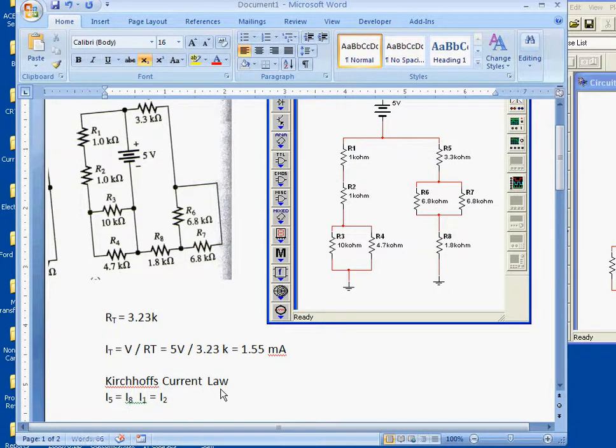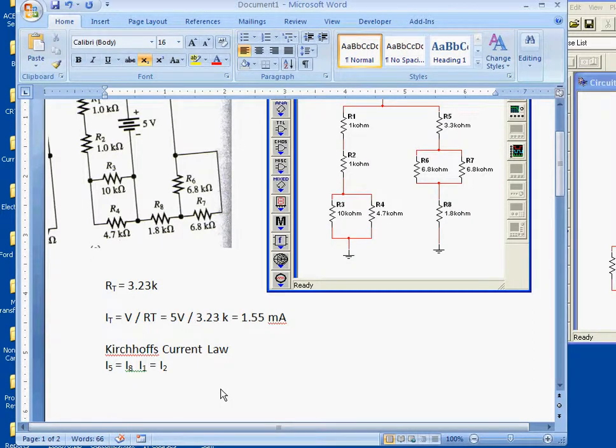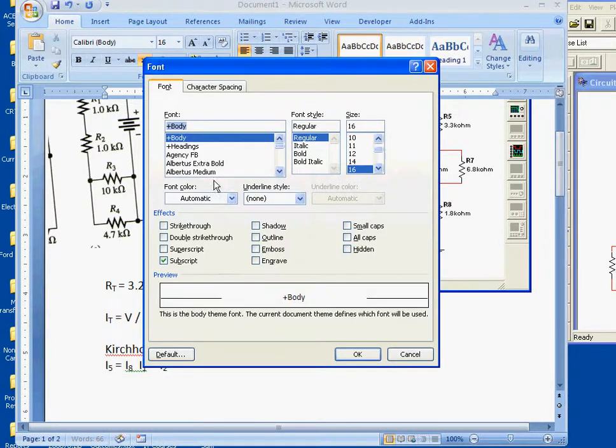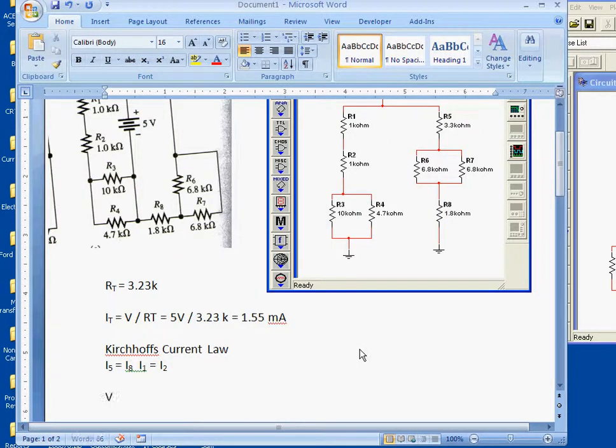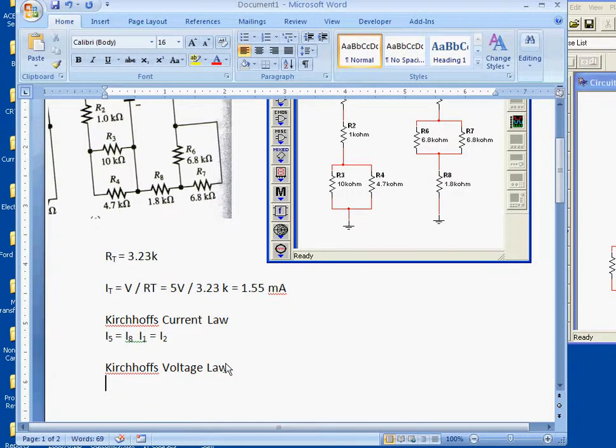Let's move down here. What other relationships do we know? Well, we can use Kirchhoff's voltage law. It says that voltage is constant in parallel circuits. As we start to look at this, we're going to find that voltage through resistor 3 and resistor 4 are going to be equal.